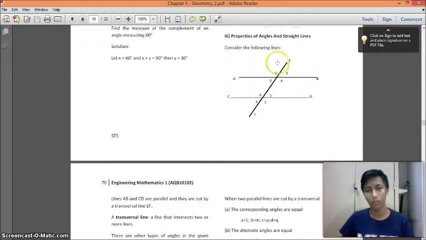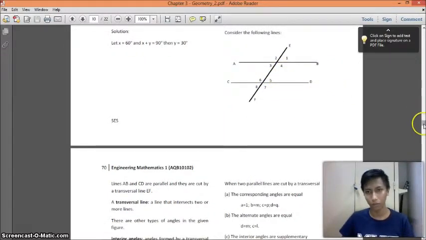This one is from this figure. There are a few angles formed because two lines are parallel to each other and a transversal line cuts them. The transversal line is EF, and the angles formed are 1, 2, 3, 4, 5, 6, 7, 8, eight angles formed by it. First, we need to identify the angles.